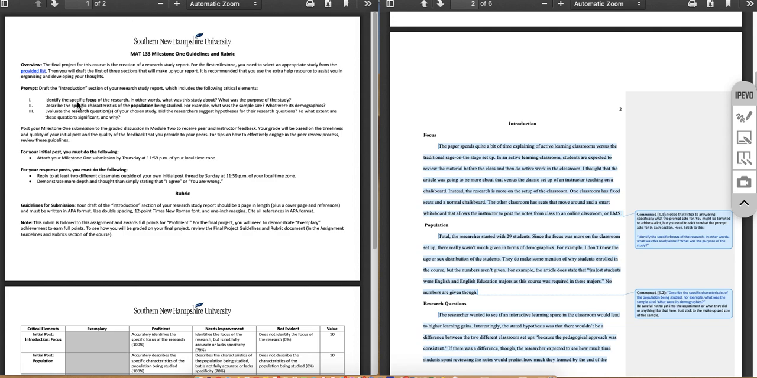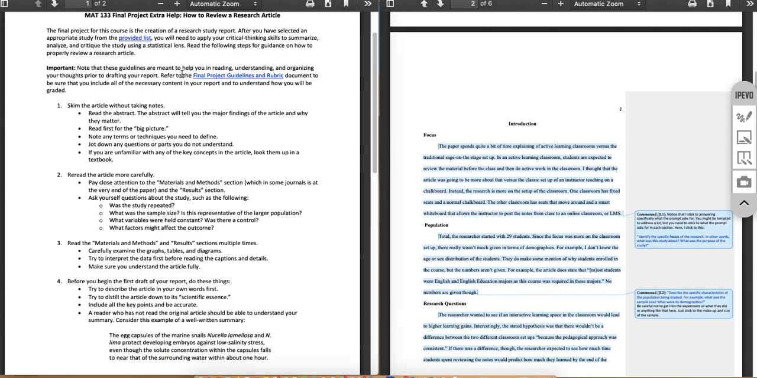So let's go ahead and take a look. So it says identify the specific focus of the research. In other words, what was the study about? What was the purpose of the study? And so here is the final project extra help.